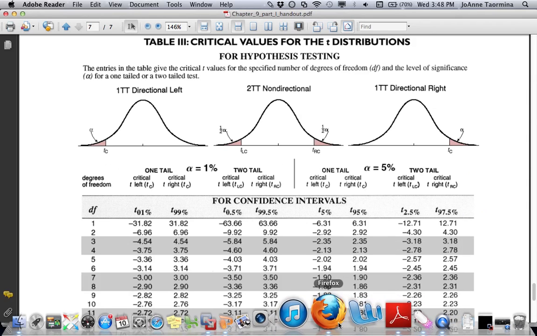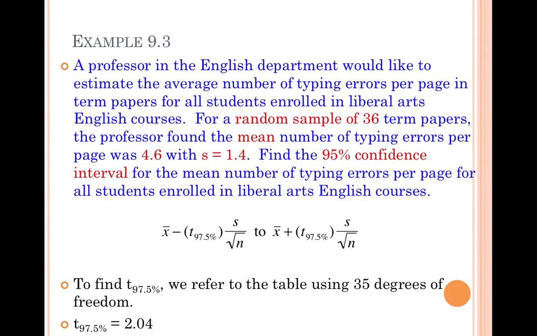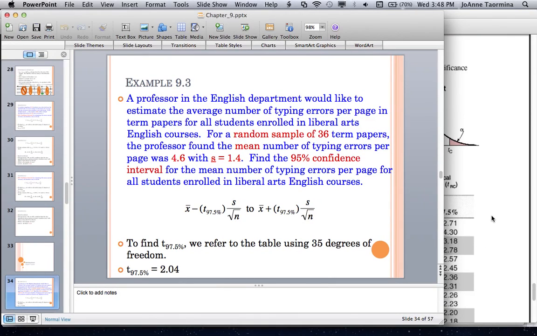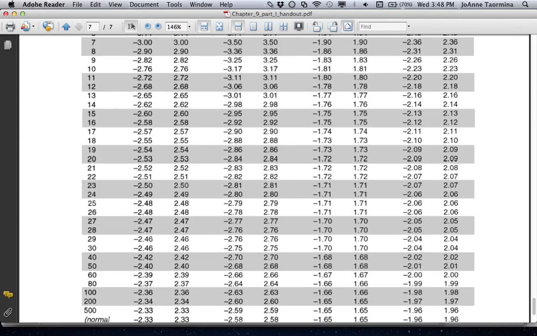So going back to our PowerPoint, we have to find out which t-score works when using 35 degrees of freedom. And the answer is 2.04. Now you may ask why, because if we look at that chart and we look at 35 degrees of freedom, remember that degrees of freedom is always n minus 1, so 36 minus 1 is 35. If we look at 35 degrees of freedom, you're not going to find it. You see 30 degrees of freedom and you see 40 degrees of freedom.